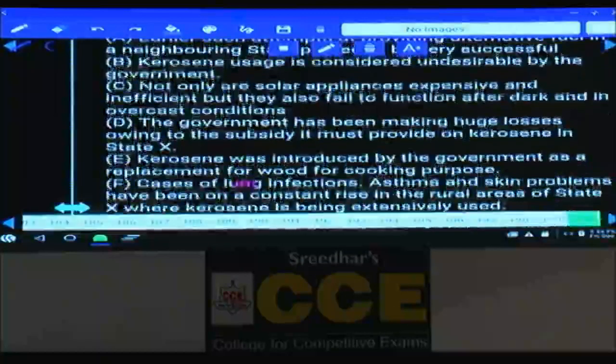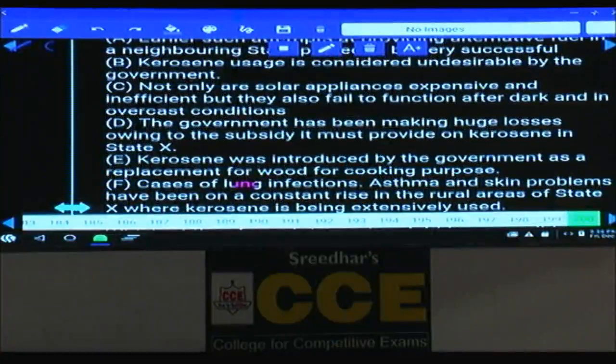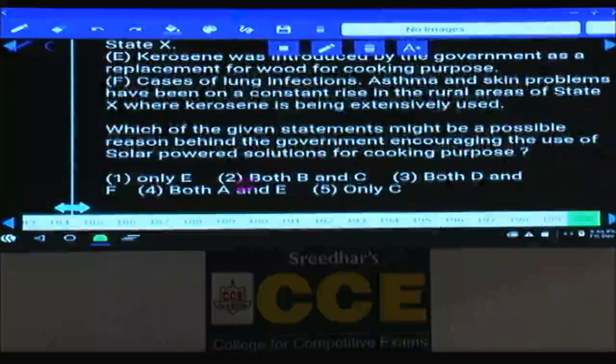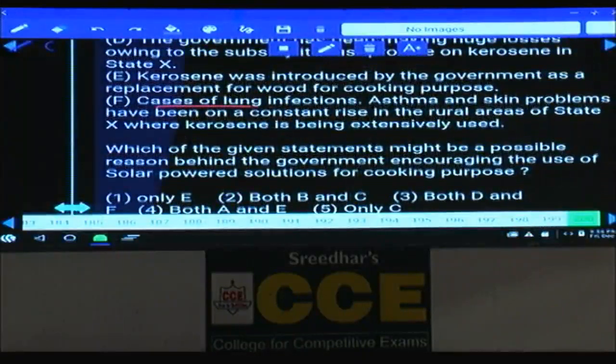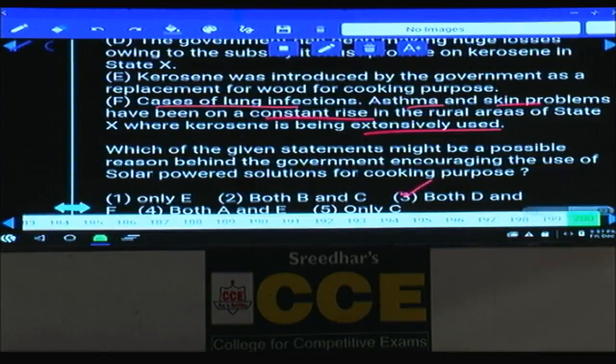Then D, E and F. Out of these D, E and F, the government has been making huge losses owing to the subsidy it must provide on kerosene in state X. This is the reason why they have decided to go for this. D is one of the answers. As only D is not there, hence both D and F, E is your answer. Then cases of lung infection, asthma and skin problems have been on a constant rise, continuously raging in the rural areas of state X where kerosene is being extensively used. Hence this is also the reason why the government has taken a decision. Then what is your answer here? D and F, choice 3 is the answer.